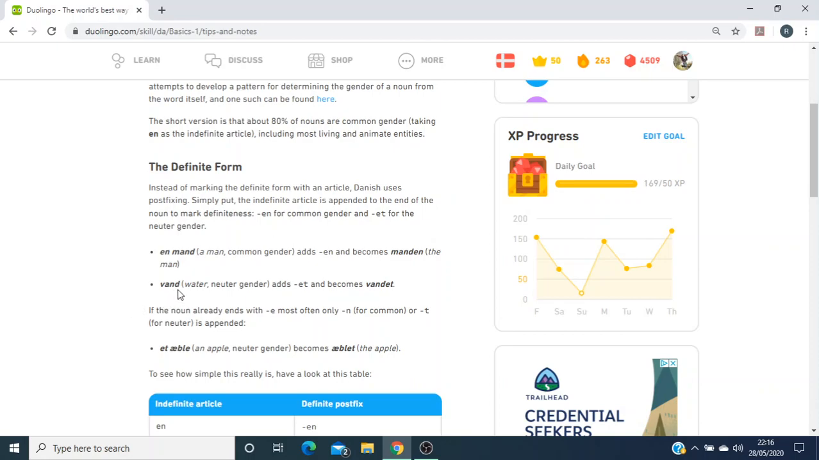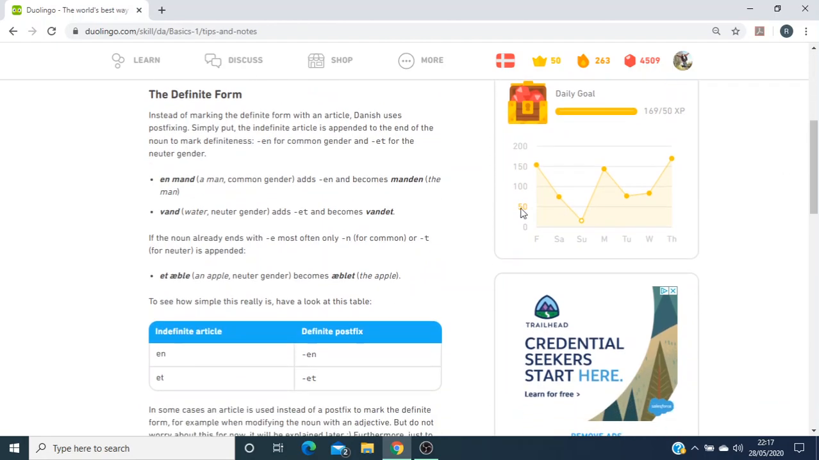And here's another example, vand, it means water, it's neuter gender, and it adds et at the end to become vandet. If you think I'm pronouncing strange, that's just the way Danish is pronounced. You will come across this as we go through the lessons. If the noun already ends with e, most often only n for common or t for neuter is added to the end. So et æble, an apple, that's neuter gender, becomes æblet, the apple.